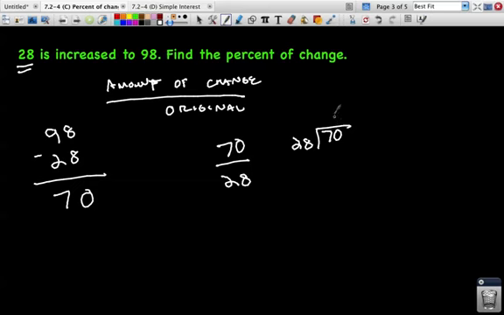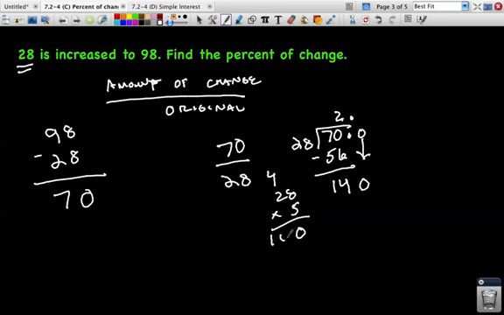28 goes into 70. Let's try 2 times here. Yep, because it's going to be 56. We're left with 14. Add my decimal and a 0. 28 goes into 140. I'm going to take a guess of 5. Let's see how it works out. It is 5. Wow, I got lucky again. That's awesome. So subtract 140, and I'm left with no remainder. So when I converted 70 28ths into a decimal, I did get 2.5.